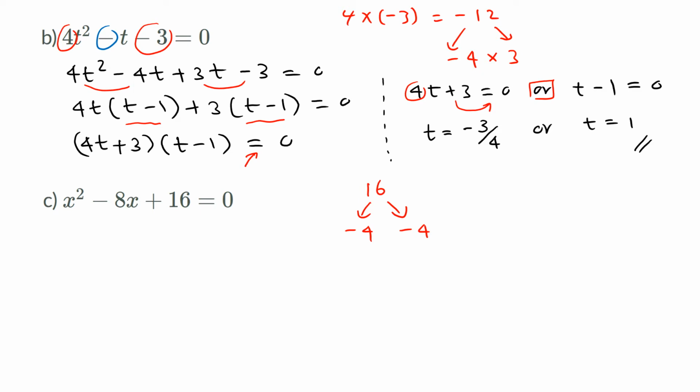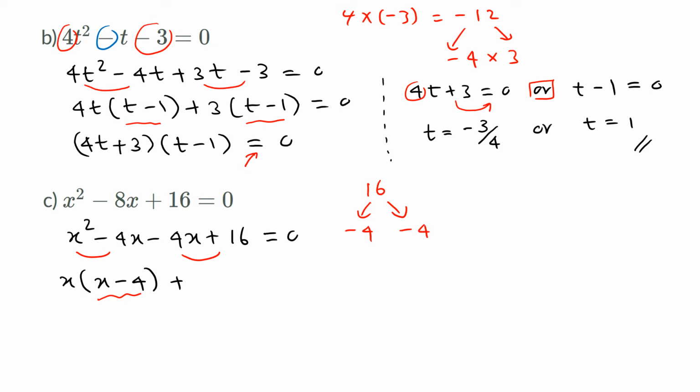But if you want to see how we do it as before, it is x squared, you write minus 4x minus 4x. That's the replacement of the middle term, plus 16, and then do the grouping for the two terms. From the first one, you pull x out, so you get x minus 4. From the second term, the goal is to create the exact same term, so you need to pull negative 4 out. So then you're going to get x.